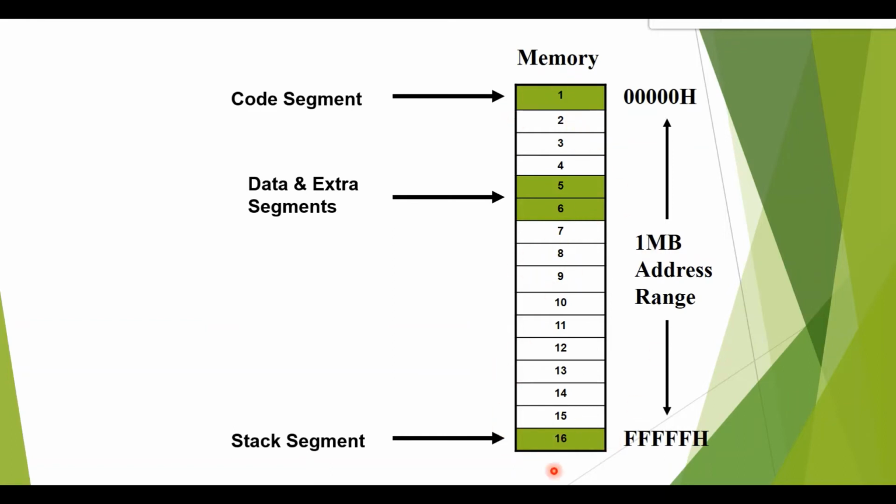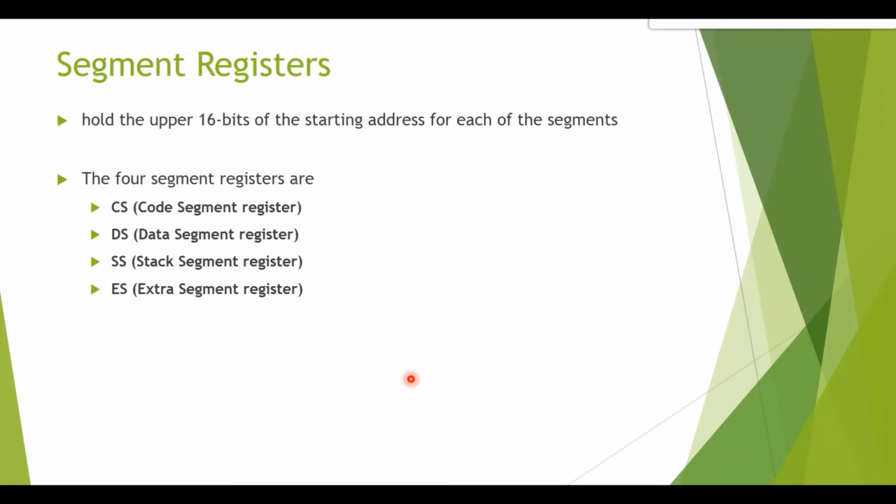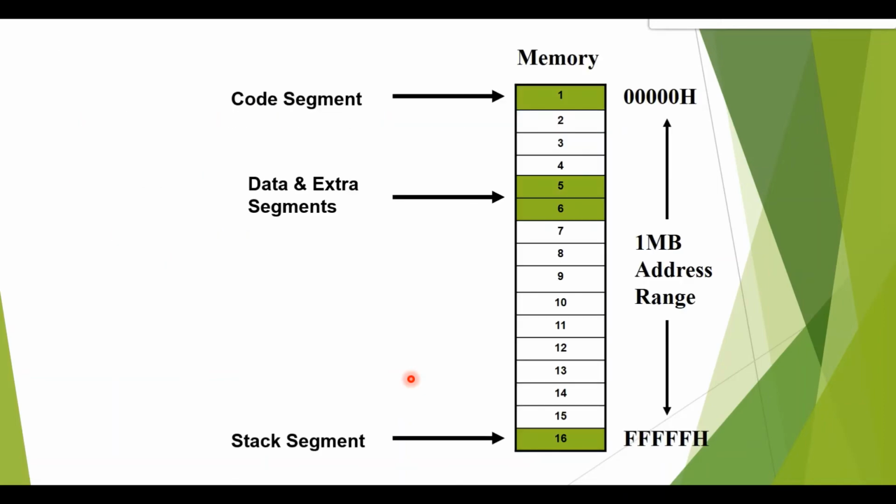तो आउट ऑफ दिस 16 segments, 4 segments will be selected at a time. One for the code, one for the data, one for the extra, and one for the stack segment. So how do we decide or determine which segment is currently active, कि 16 में से कौन सा हमारा कोड सेगमेंट के लिए एक्टिव है, कौन सा डाटा सेगमेंट के लिए एक्टिव है, कौन सा एक्स्ट्रा सेगमेंट के लिए एक्टिव है, या कौन सा हमारा स्टैक सेगमेंट के लिए एक्टिव है. तो हम कैसे डिटरमाइन करेंगे कि कौन सा सेगमेंट किस पर्टिकुलर सेगमेंट के लिए एक्टिव है.